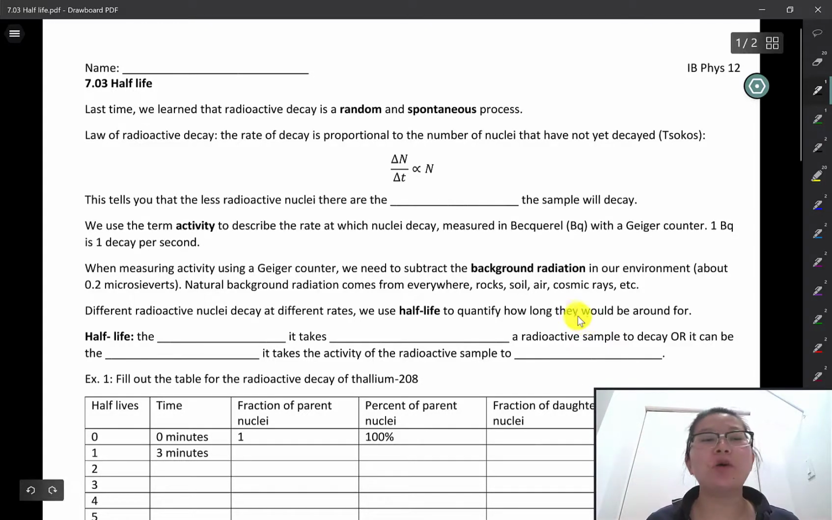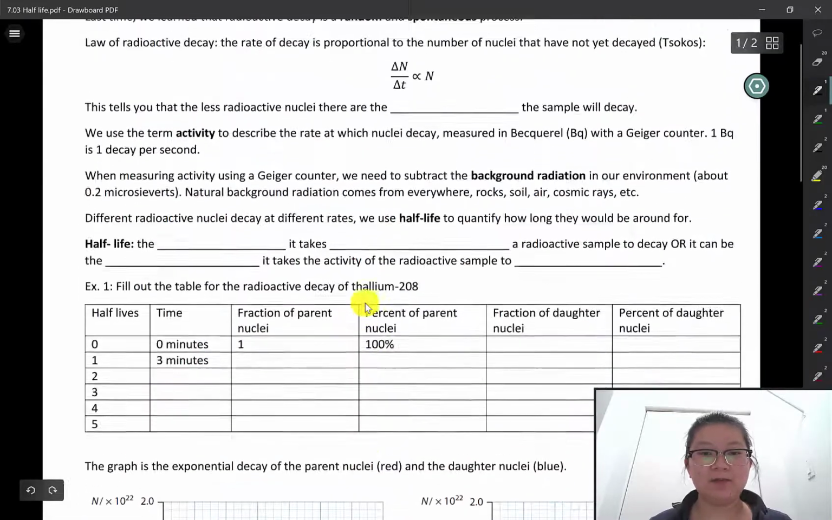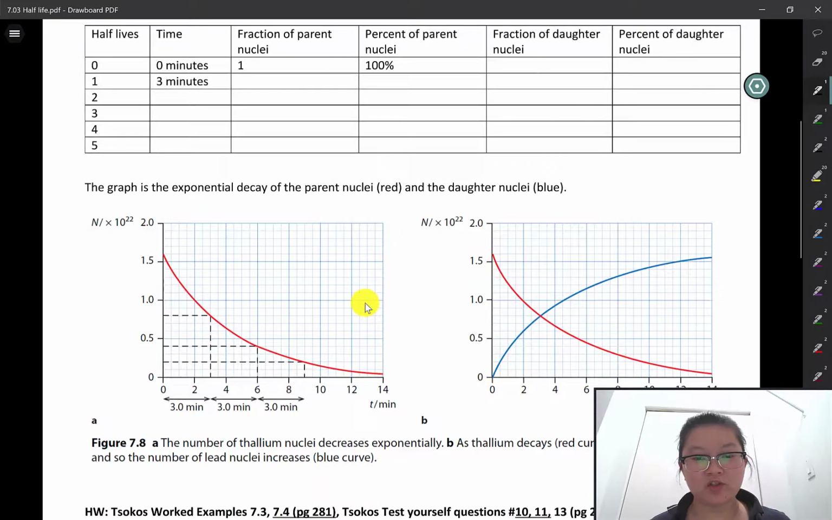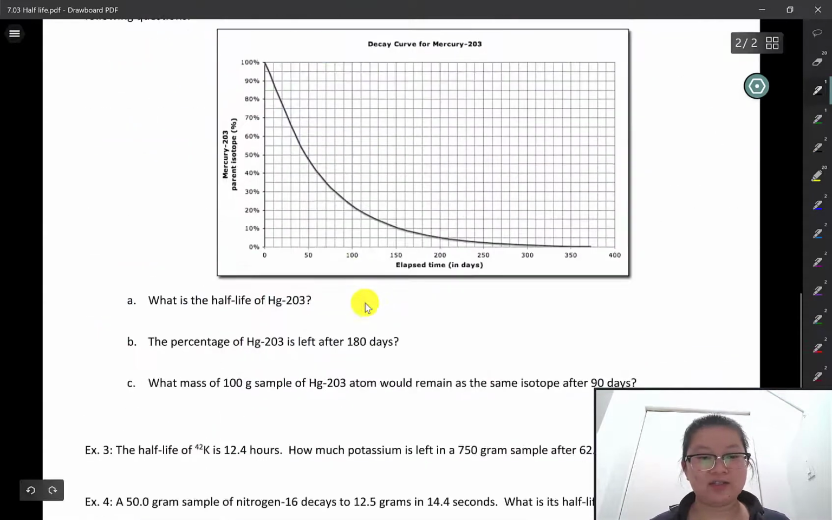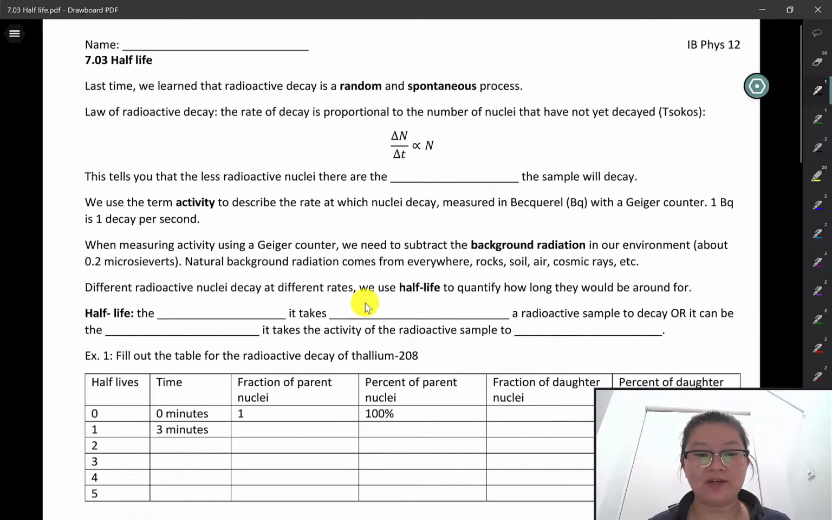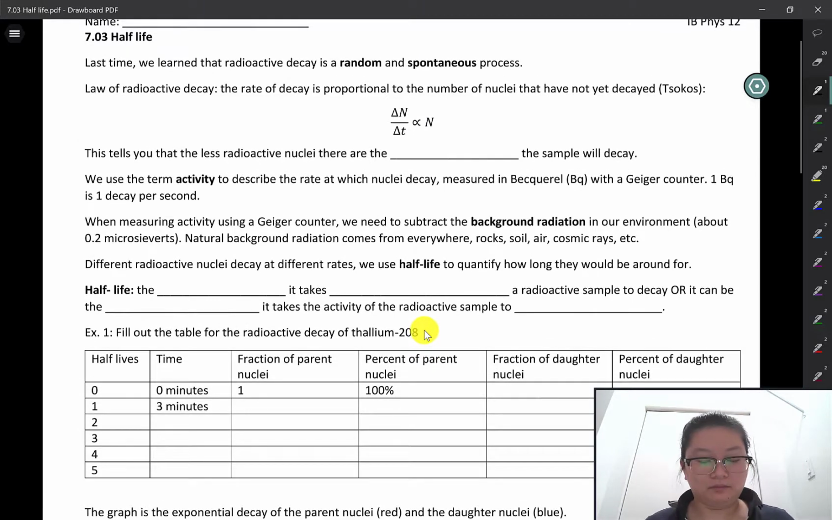In this video, we're going to talk about half-life and the calculations that go along with half-life. I'm going to be mostly doing examples, but in this first video I'm going to do a quick coverage of half-life and fill out a table together to give us an idea about half-life.